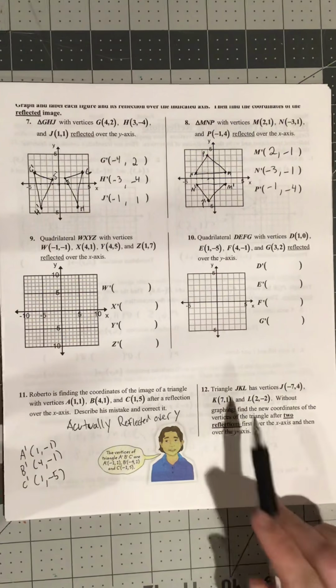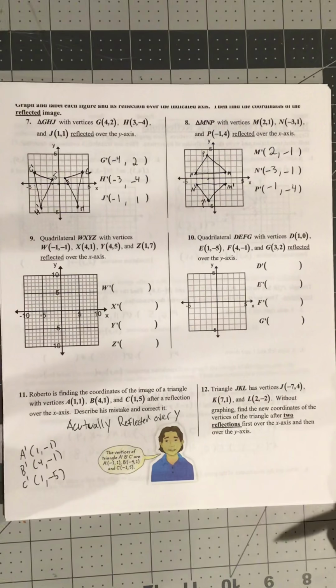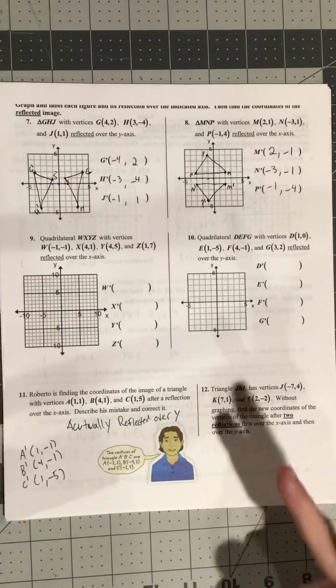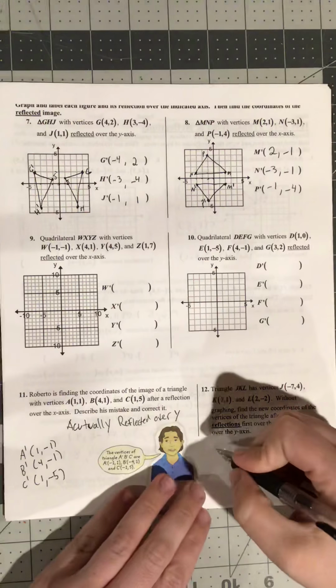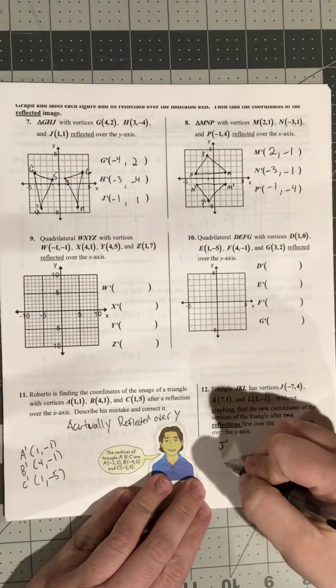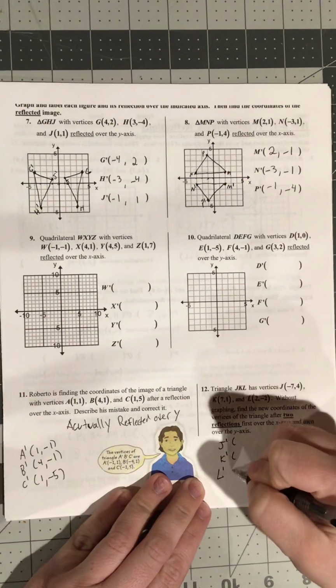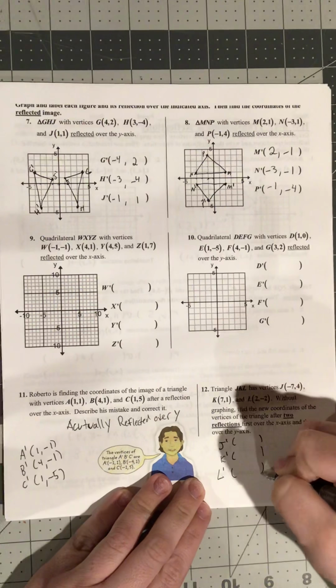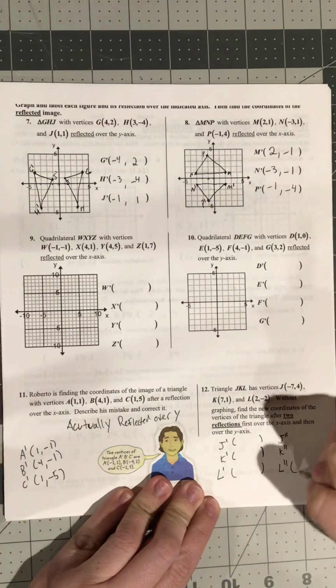This triangle JKL has these vertices. Without graphing, we need to find the coordinates of the vertices of the triangle after 2 reflections. First, we need to reflect over the x-axis and then reflect over the y-axis. So we're going to do J prime, K prime, and L prime. Then we're going to do J double prime, K double prime, and L double prime.